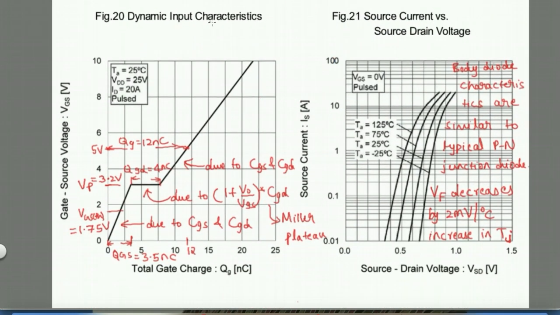Figure 20 provides the dynamic input characteristics. The gate source threshold voltage is 1.75 volt. The plateau voltage is 3.2 volt. The charge from 0 to the plateau voltage is called gate source charge, QGS, which is 3.5 nanocoulomb. The charge in the plateau region is QGD, 4 nanocoulomb. The charge up to gate source voltage of 5 volt is QG, which is 12 nanocoulombs.